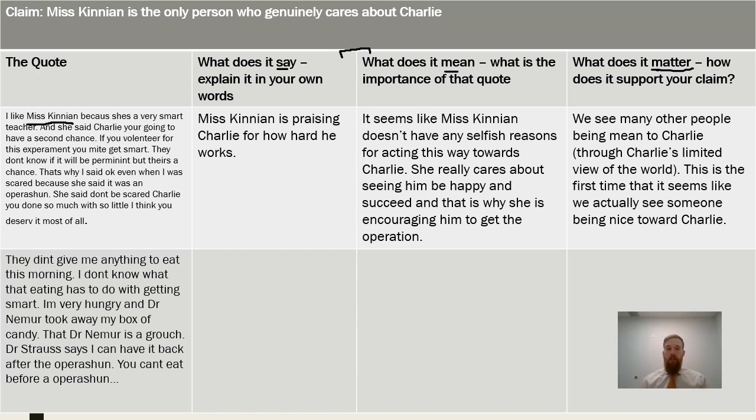So my conclusion here is that I'm learning something about Miss Kinnian. She seems like she's not selfish, so that goes a little bit further than what does it say. I'm adding my own interpretation there. But what does it say is just summarizing what happens. And then what does it matter?